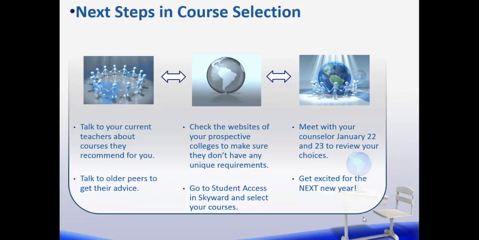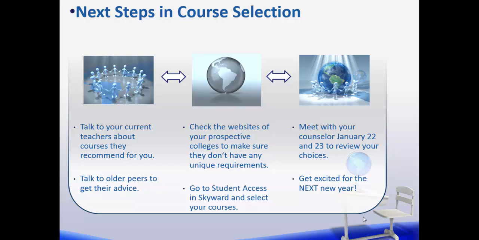The next step in your course selections, we want you to talk to your teachers, talk to your friends, talk to your siblings, talk to your parents and guardians about the courses that they think would be good for you. We want you to check the websites of the colleges that you are considering applying to make sure that you meet their requirements as well. And then we're going to ask you to go into Skyward and select your courses online. It's a slightly different process than we've done in the past, and there's actually a little online video that will be available to you so you can see how to do that.